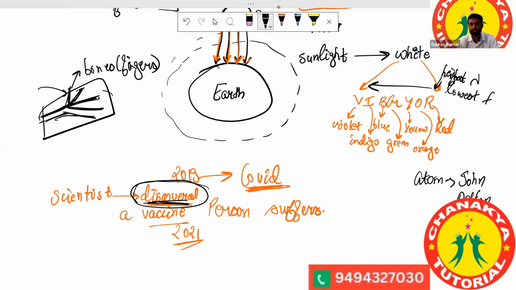So if you have a fracture, what will happen? If you have a fracture and this finger is broken, it is displaced from its position. So if we do an X-ray, we will be able to see that this finger is not straight, but it is away from its position. So we will be easily able to identify that this finger has a fracture.